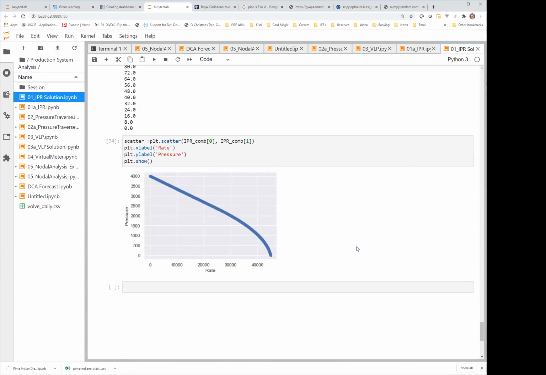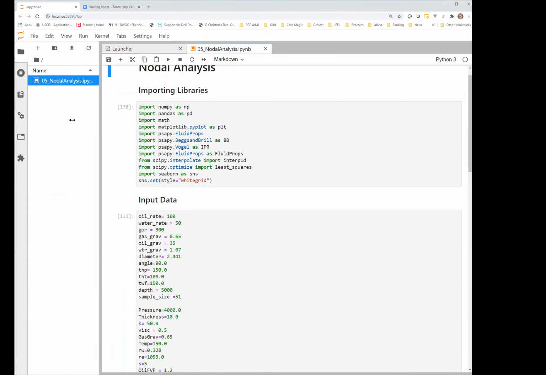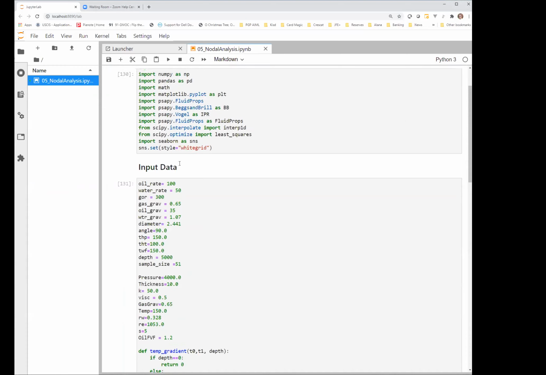So now what we're going to be doing today is working with both the IPR and the VLP just to obtain the intersection point, what we call the operating conditions. And it's going to be, I would guess, more interesting. So let me change my display now. All right. We're going to be publishing this also on the site.